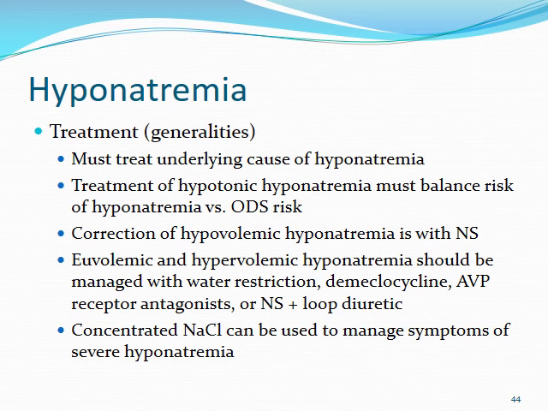Now, on the other hand, when you have a euvolemic or hypervolemic hyponatremia, it really needs to be managed with water restriction. We'll talk about a drug called demeclocycline. We'll use antagonists of arginine vasopressin, or we'll utilize sodium chloride, normal saline, plus a loop diuretic. So we'll talk more about that in just a little bit.